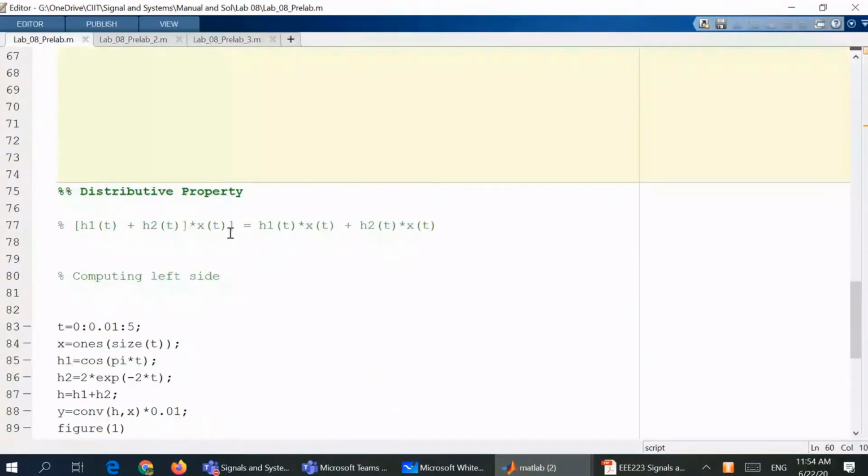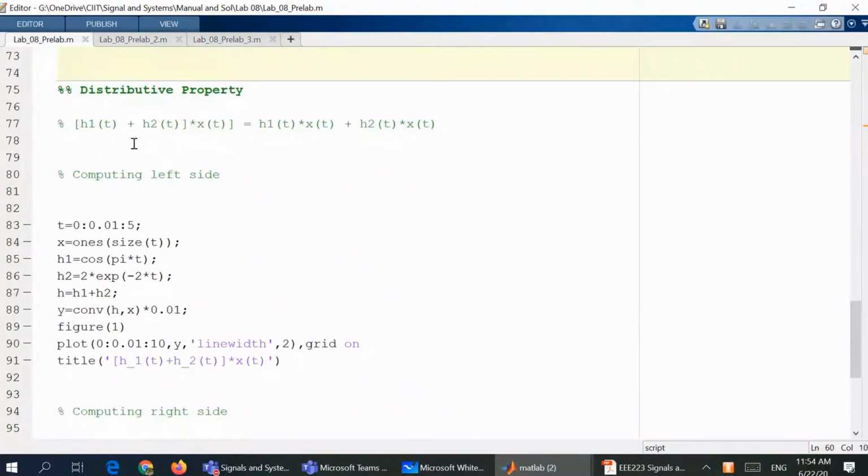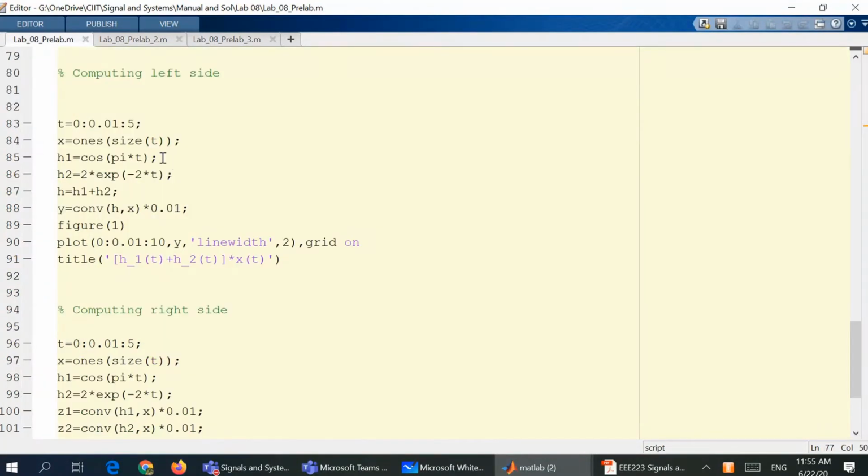Okay, so the next property is the distributive property. Distributive property होती है कि if you add H1 and H2 and then multiply them with the input, what you can do is you can take convolution of H1 with X1 and then add the other convolution with it. So H1 into X1, and you can add them with the next convolution.